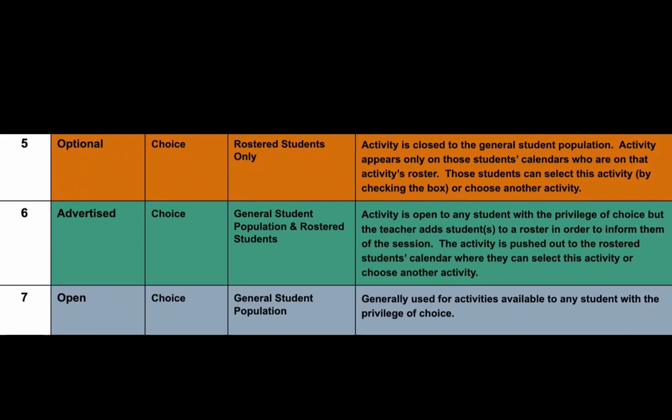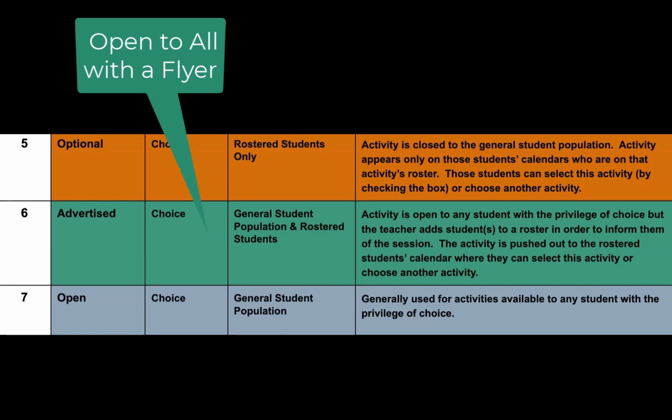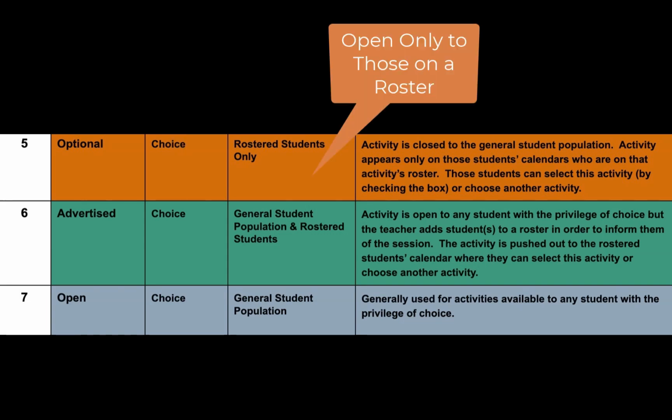So again, these are the 3 levels of choice. You have 7, open to all, 6, open to all, but a soft nudge with a flyer to each, and finally number 5, which is a choice activity, but only sent to a select group of kids on the roster, like the solar-powered battery race car team club.